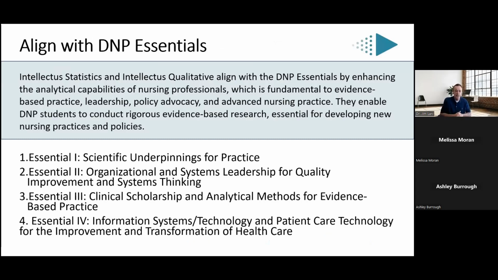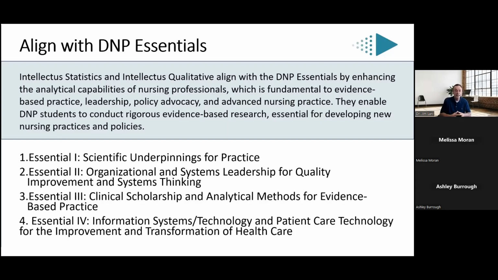Okay, let's tie these together with some of these essentials. So, Essential 1, scientific underpinnings. Both IS and IQ facilitate a deep understanding of scientific underpinnings in nursing practice by enabling advanced analysis and research capabilities. They support the application of complex statistical and qualitative methods to nursing research, which is really critical for evidence-based practice.